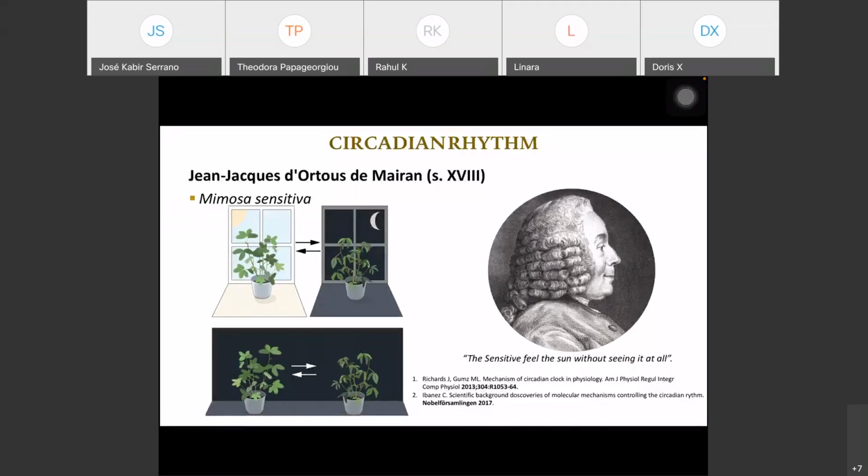For example, glucose metabolism. And it's well established that the highest insulin sensitivity and glucose tolerance occurs in the morning, as well as many other hormonal changes and even blood pressure. And the best part of it is that we already know the molecular mechanism.